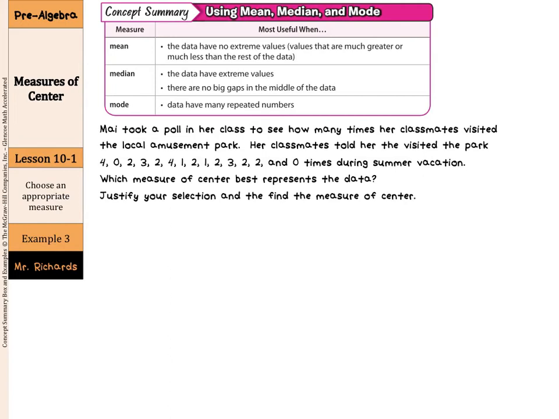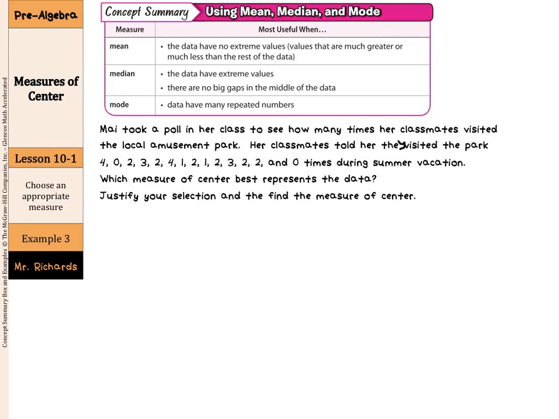So, May took a poll in her class to see how many times her classmates visited the local amusement park. Her classmates told her they visited the park 4, 0, 2, 3, 2, 4, 1, 2, 1, 2, 3, 2, 2, and 0 times during the summer vacation. Which measure of center best represents the data? Justify your selection and find the measure of center.